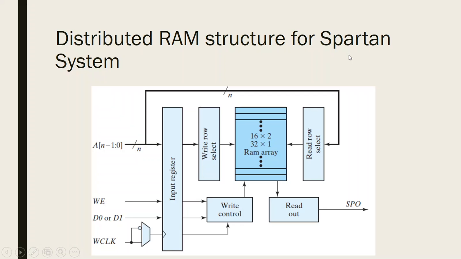Then you have the read row select, where you can select which row from the memory you want to read from. You have the write control and the read out. Write control gives you access to write into the memory, and read out allows you to read from the memory. So these are various control signals that help you perform certain operations in the memory. That is the simplest way to describe it.